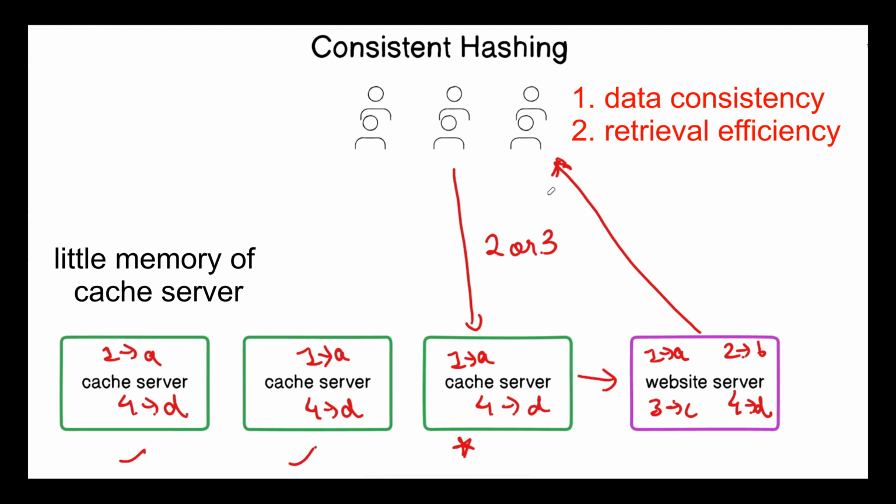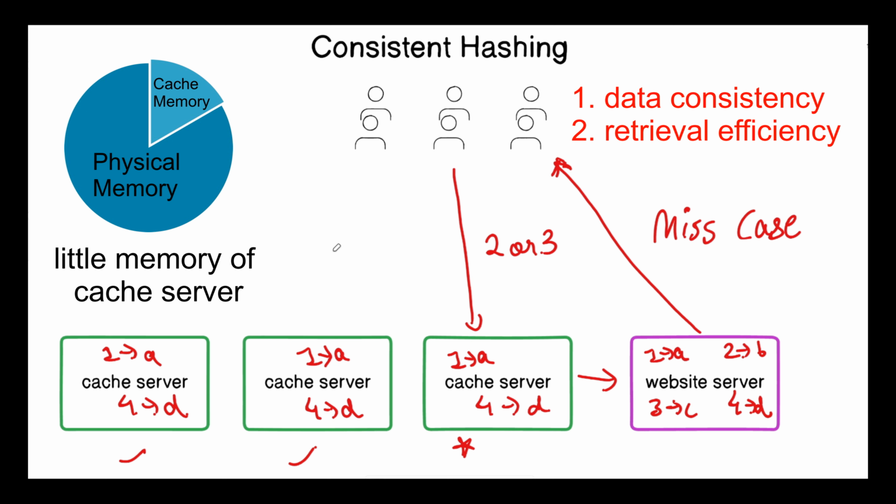Now, due to the limited amount of memory of the cache server, these cache servers only contain a fractional part of the actual data, due to which there would be many cases when the cache server can't fulfill the user's request, resulting in the miss case.